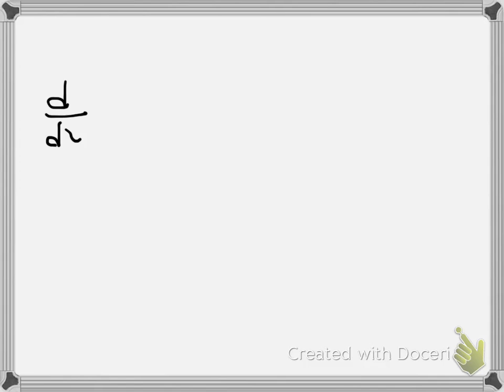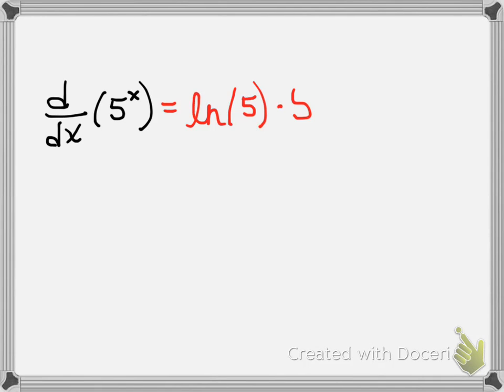So let's start with the first one. We're taking the derivative of 5 to the x. And just following the rule, a is 5, so we get natural log of 5 times 5 to the x. That's all our rule says. The derivative with respect to x of 5 to the x is natural log of 5 times 5 to the x.